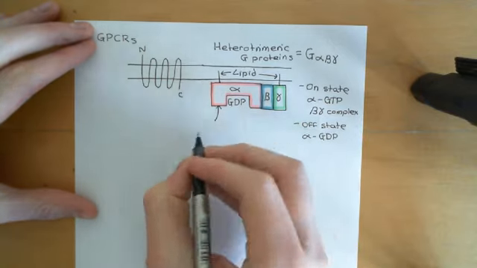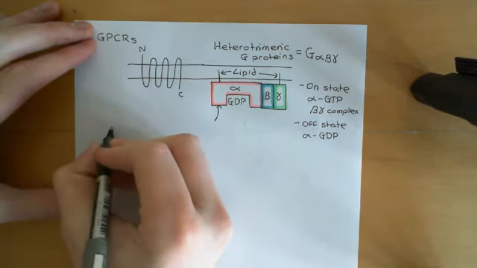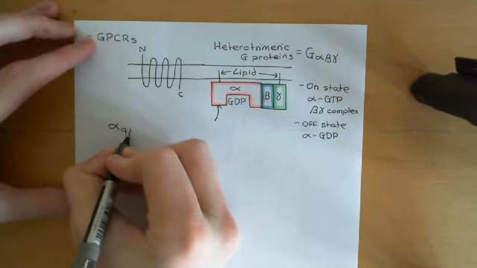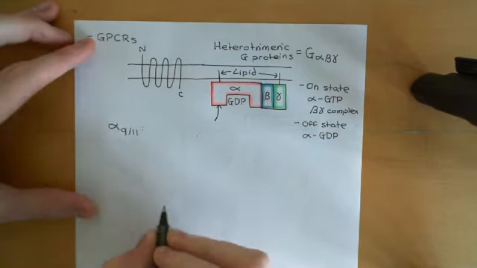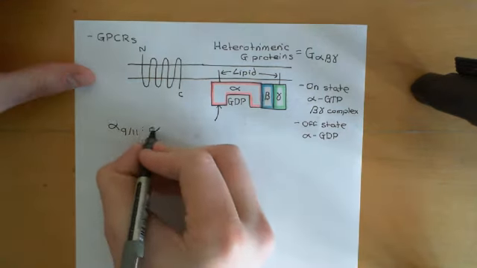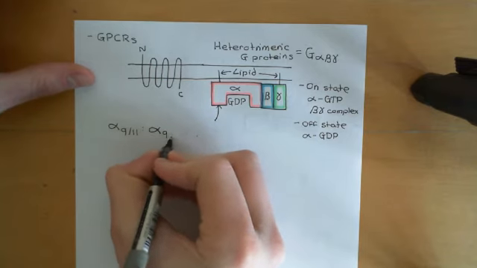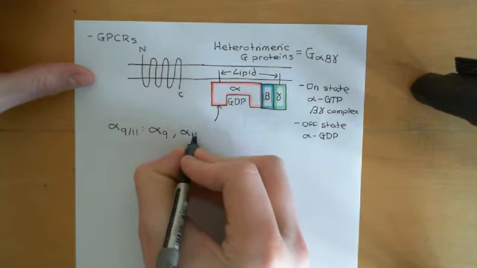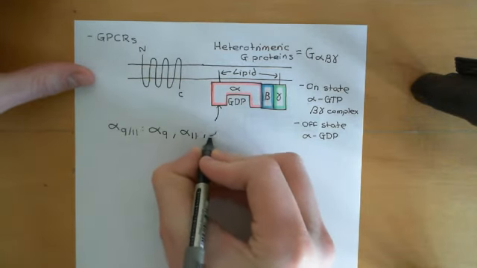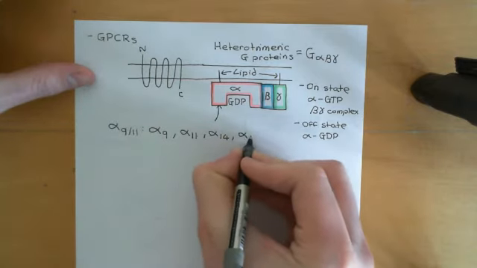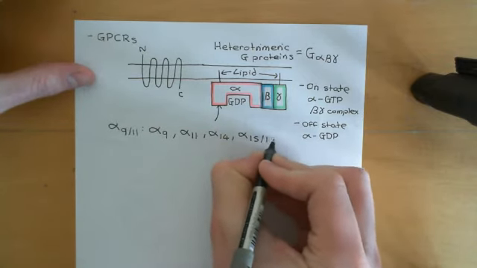Okay, and the alpha subunits that we're going to be interested in are in a family of alpha subunits known as the alpha Q/11 family of alpha subunits. Now, there are 4 members of the alpha Q/11 family of alpha subunits. The most famous alpha subunit in this family is the alpha Q subunit. The second most famous is the alpha 11 subunit. Then there are 2 that are much less famous, the alpha 14 subunit and the alpha 15/16 subunit.